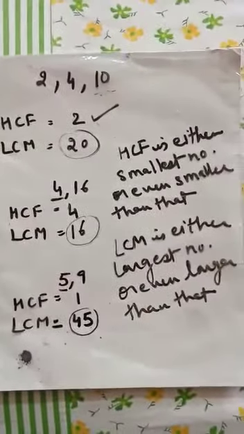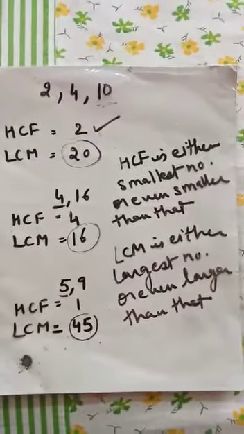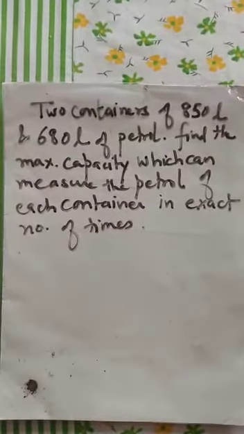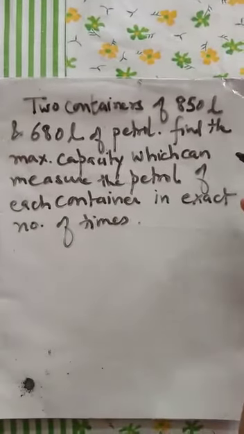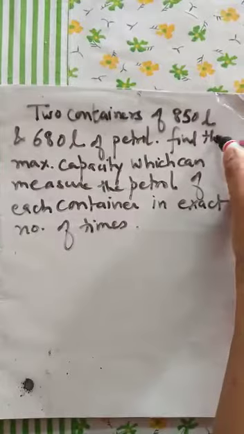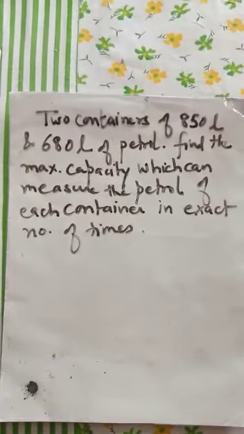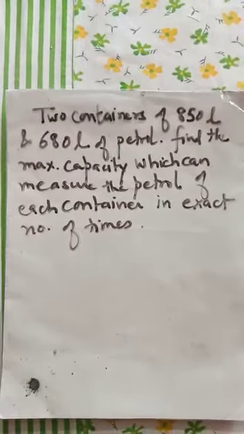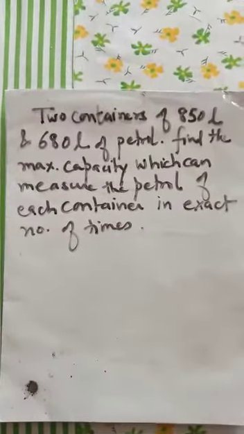So why are we discussing this? Let us take one example to clarify how it is required in our questions. Now let us look at this question. 2 containers of 850 liters and 680 liters of petrol. Find the maximum capacity which can measure the petrol of each container in exact number of times. Now what do you mean by this question? There are 2 containers, 850 liters and 680 liters. I have to devise one measurement with which I am able to measure both 850 liters and 680 liters.